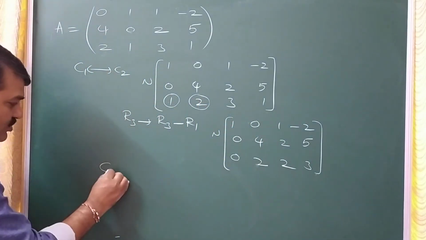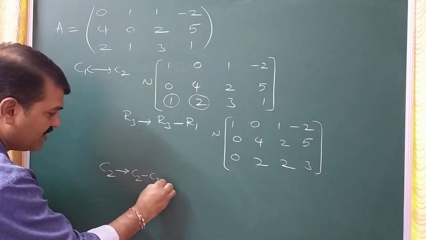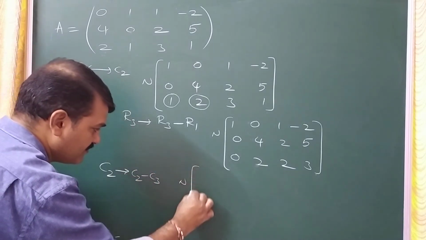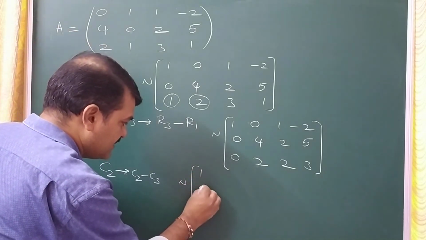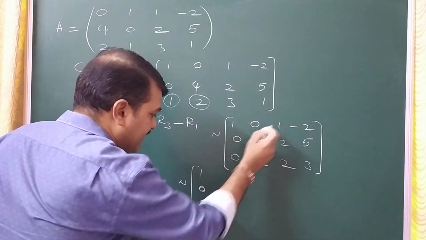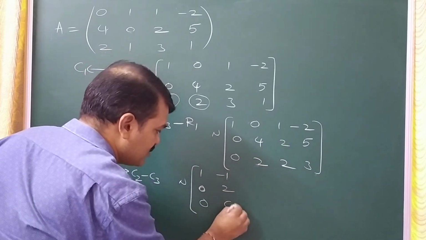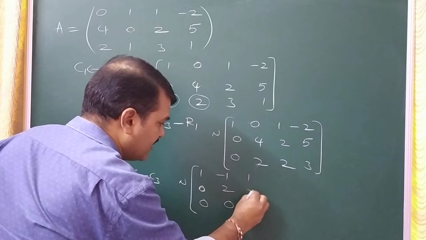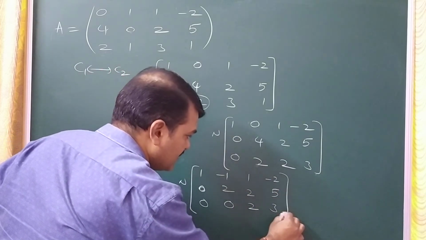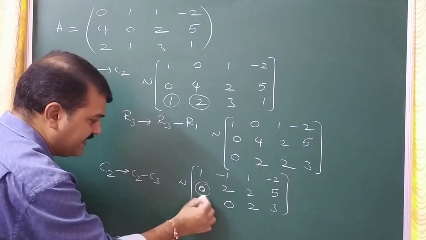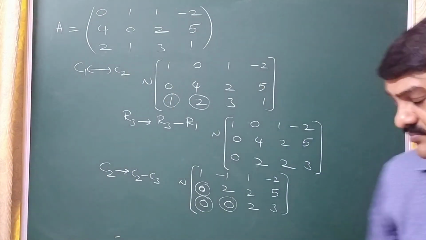Okay, so let us do C2 minus C3 only because that is very simple. So first column same. C2 minus C3: 0 minus 1, 4 minus 2, 2 minus 2. Remaining two columns as they are. So my task is completed: getting 0 in these places is done.